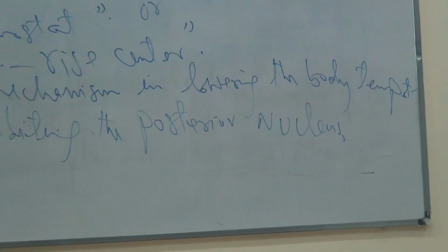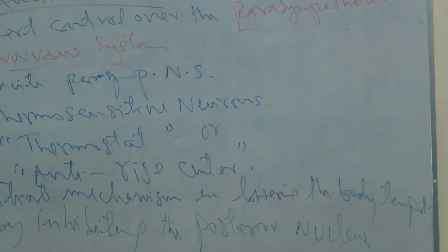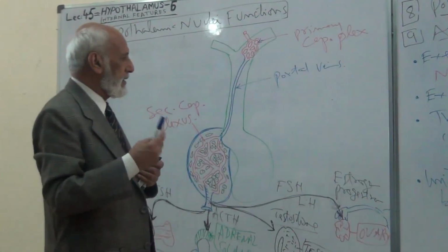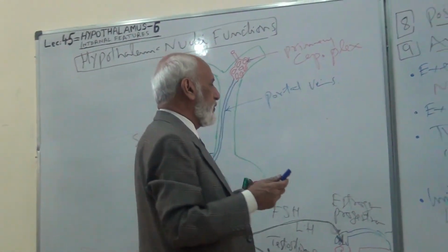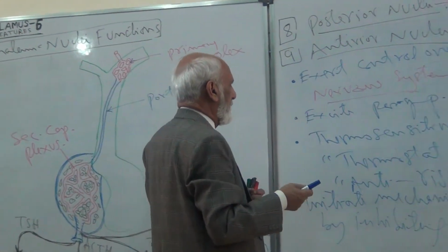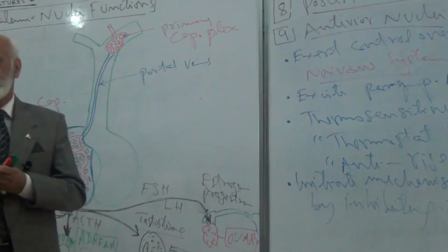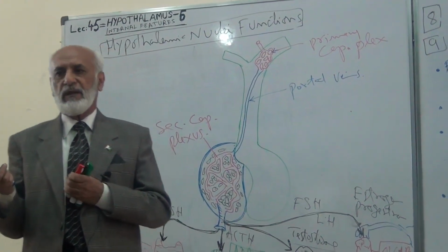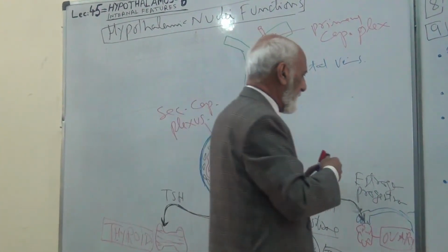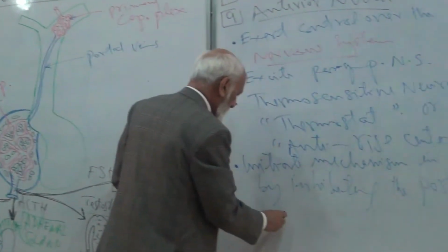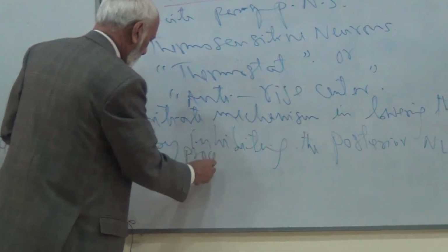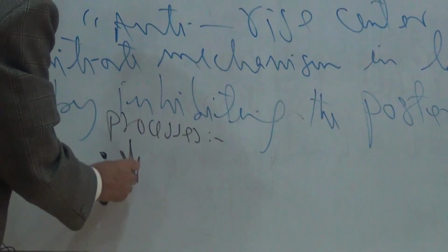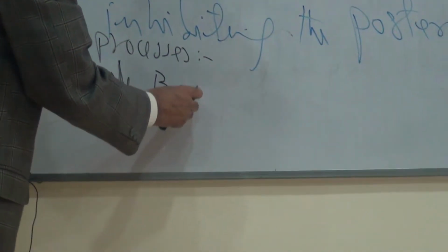The posterior nucleus raises body temperature. Now, if it is required to drop the body temperature, then it inhibits the posterior nucleus. In this way, the body temperature is controlled and it acts as a thermostat. Now, by which processes does it act? That is, by reducing the basal metabolic rate of the body.